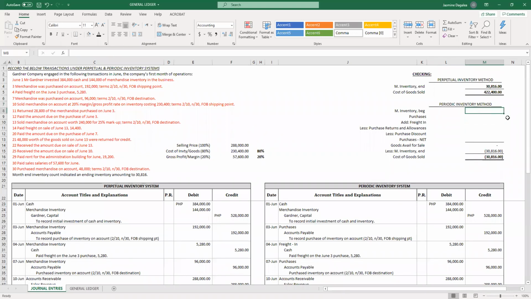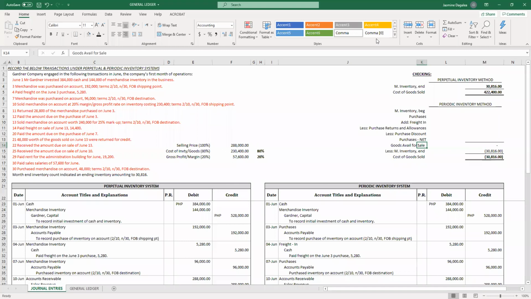Under periodic inventory method, you remember the formula to compute cost of goods sold is beginning inventory, add purchase, add freight in, minus purchase returns and allowances, minus purchase discounts. You get your net purchases, and then you add the net purchase plus beginning inventory. You get the goods available for sale, merchandise inventory available for sale. You deduct the ending inventory and then you get the cost of goods sold.